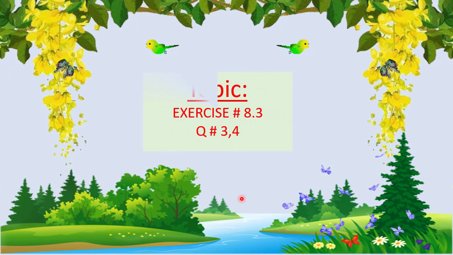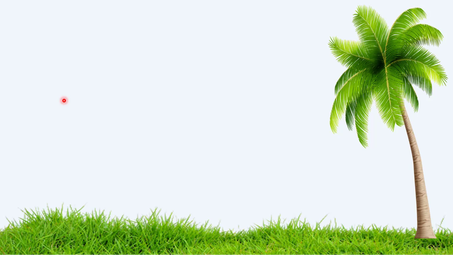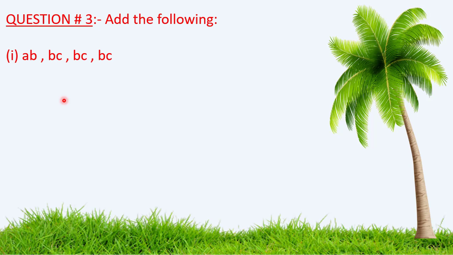So here is the topic, exercise number 8.3, question number 3 and 4. Question number 3 is given over here, that is, add the following. The first part of question number 3 is given over here, in which we have to add these terms. In solution, for adding these terms, just remove the comma and put the plus sign just in between the terms.